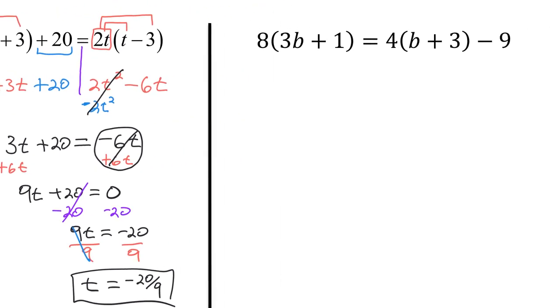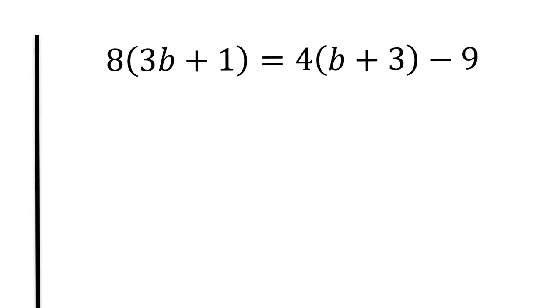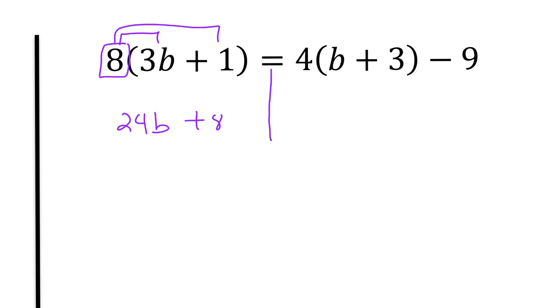So let's try another one here. You guys do have another equation. So outside we don't have a variable, but we do have a number. So I'm going to multiply the 8 times the 3b. So it's going to be 24b. The 8 times the 1, that's going to be positive 8. I'm going to put the wall or the border right here. And on the right side, I'm going to multiply the 4 times the b. That's 4b. And the 4 times the 3, that's going to be 12.